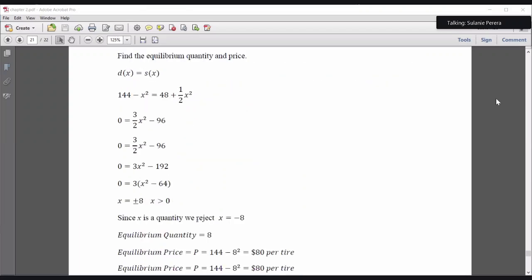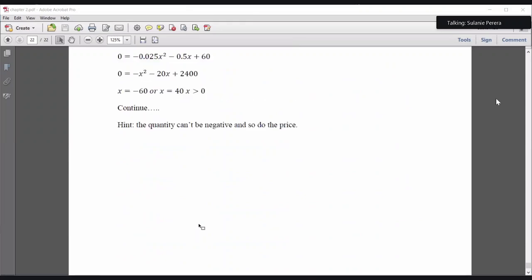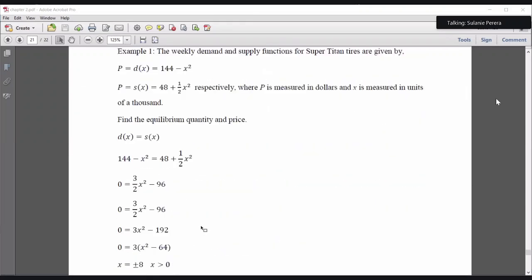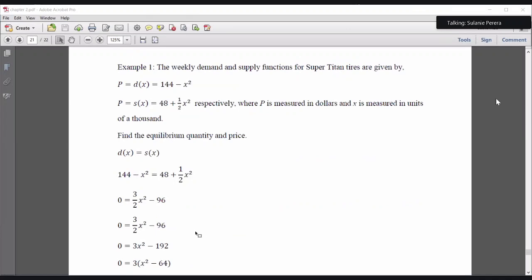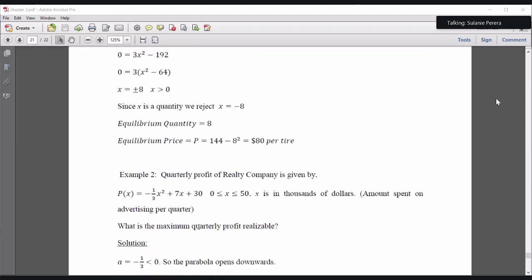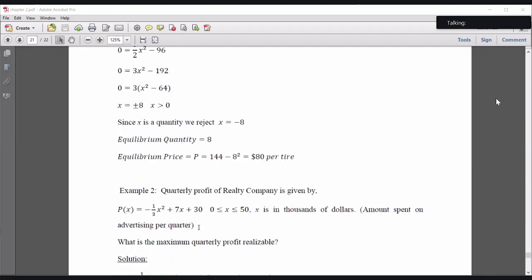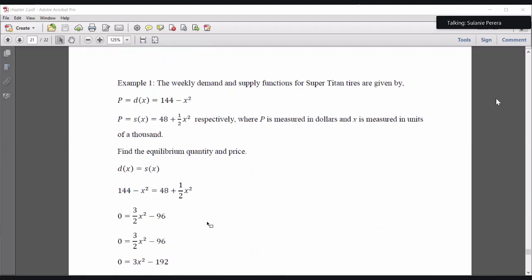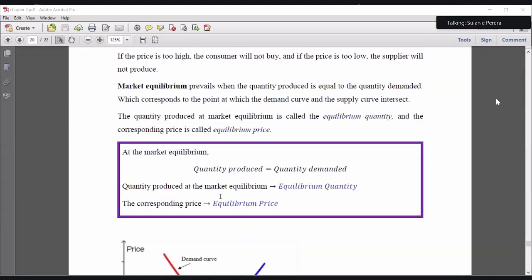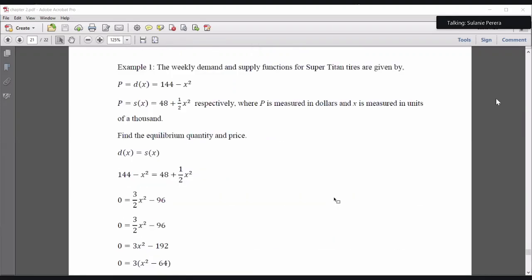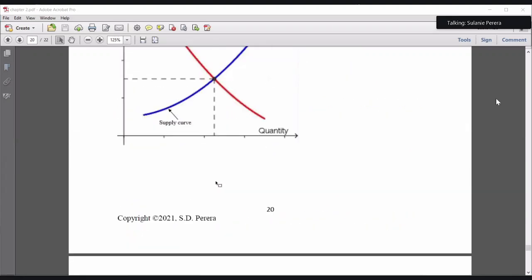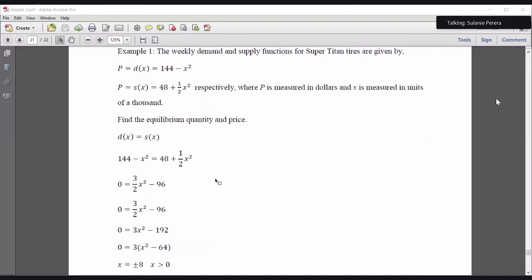So we have some problems over here. You all can try solving. So the first problem, you all can go on solving. They have given the weekly demand and the supply curves, and they are asking you to find the equilibrium quantity and price. So what did I tell you about the equilibrium? At market equilibrium, quantity produced will be equal to quantity demanded. So D(x) will be equal to S(x) at the market equilibrium. Now you all can do this.